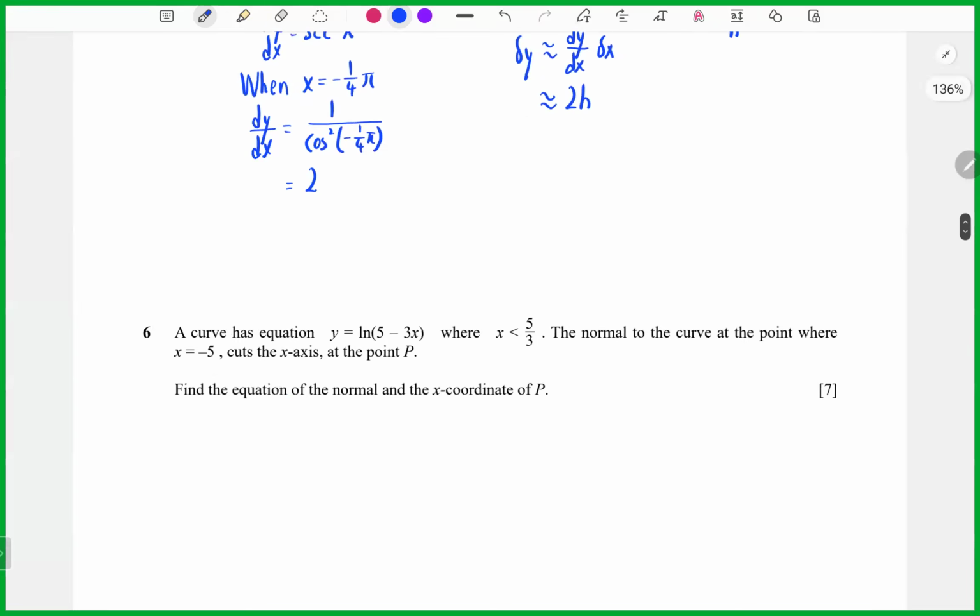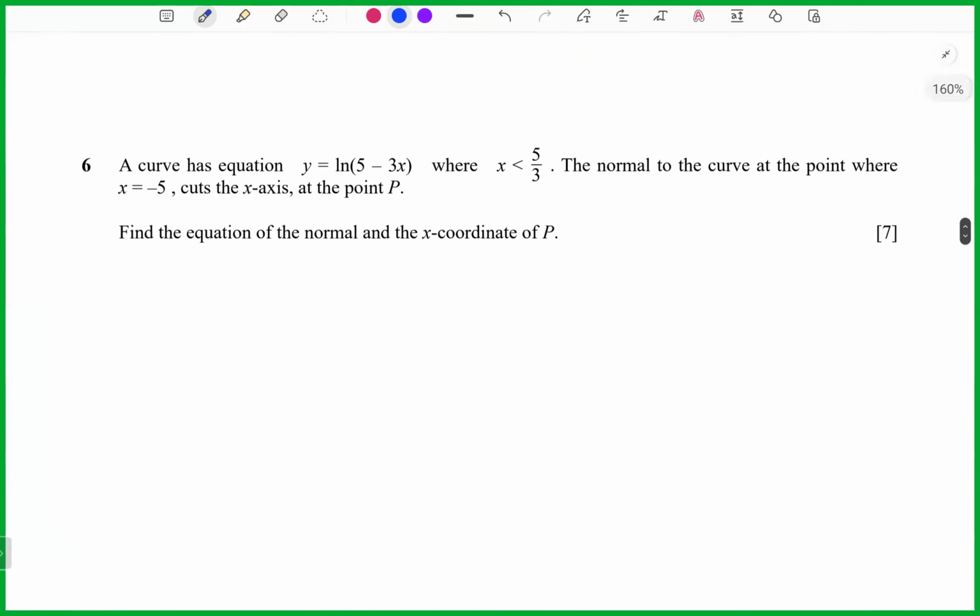So now let's see question 6. A curve has the equation y equals to ln bracket 5 minus 3x, where x is less than 5 over 3. The normal to the curve at the point where x equals to negative 5 cuts the x-axis at the point P. Find the equation of the normal and the x-coordinate of P. Okay, so I write this equation first. y equals to ln bracket 5 minus 3x.